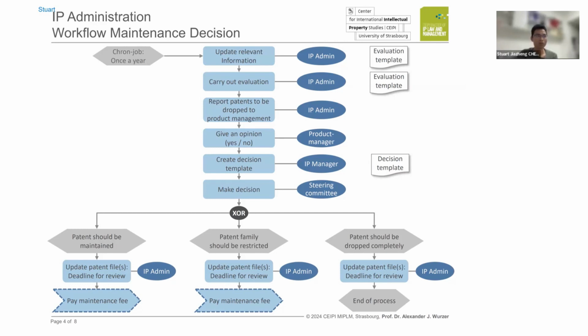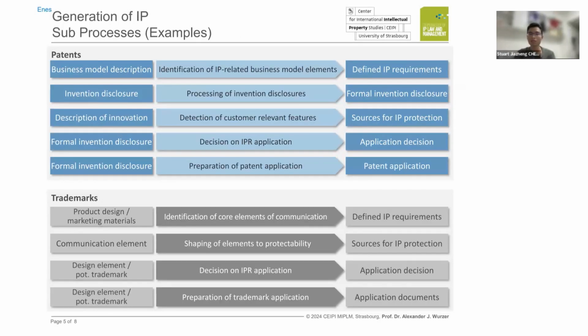On the second branch, we focus on the patent family. The patent family should be restricted, and we should update the patent files on the part of the deadline for reviews. So this is also a cost for the company. On the third branch, the patent should be dropped completely when we update the patent files near the deadline for the reviews. So this will be the end of the process. So this is a part of the workflow for the maintenance of decisions. Then we go to the next page.